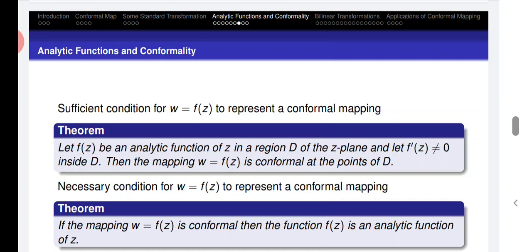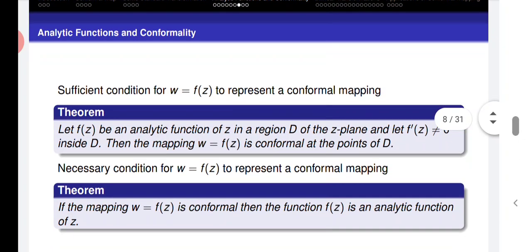Now we have a sufficient condition for w equal to f of z to represent a conformal mapping. For it we have a statement of the theorem. Let f of z be an analytic function of z in a region D of the z plane, and let f dash z not equal to 0 inside D, then the mapping w equal to f of z is conformal at the point D.